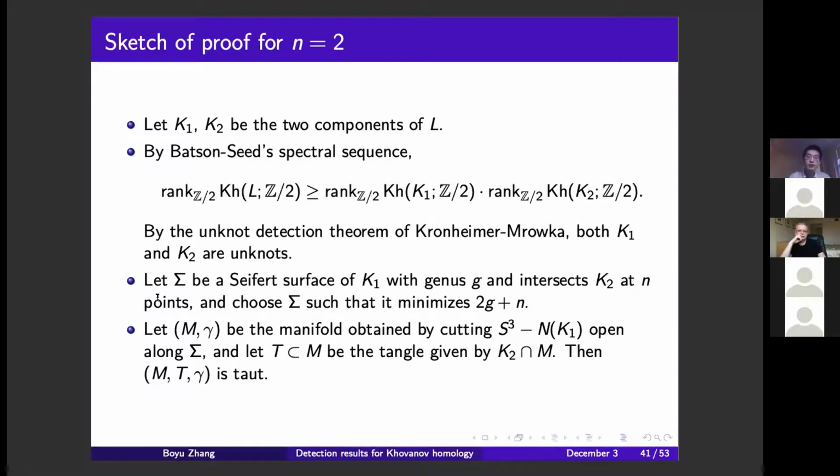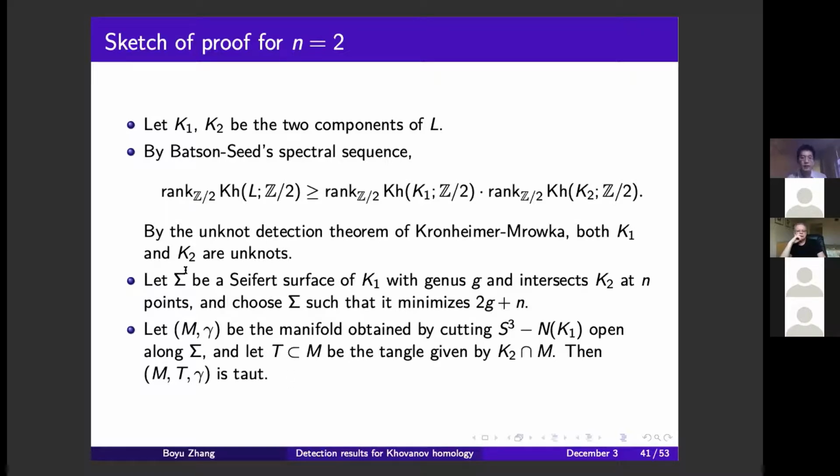And this boundary has a natural sutured structure because we can take A gamma to be a tubular neighborhood of the meridian of the solid torus. And then we can take R plus and R minus to be the 2 sides of the surface sigma. And we can also take T to be the tangle given by the intersection of K2 with the 3-manifold. Or in other words, T is just whatever we obtained after cutting K2 open along sigma.